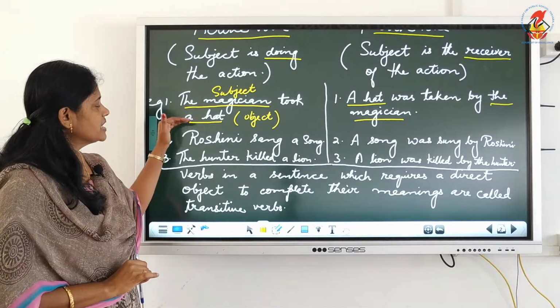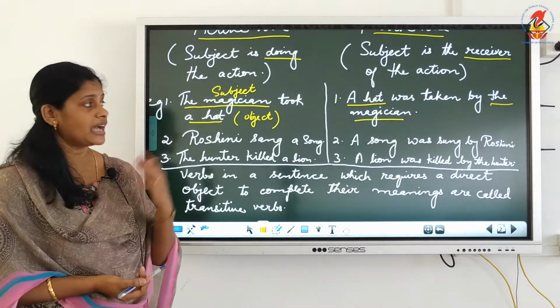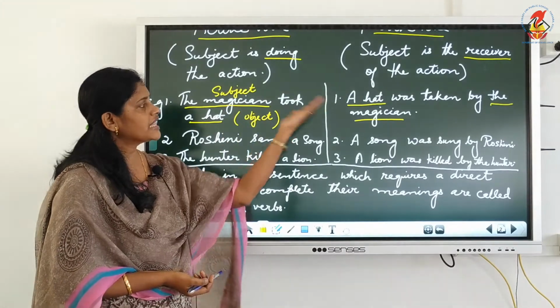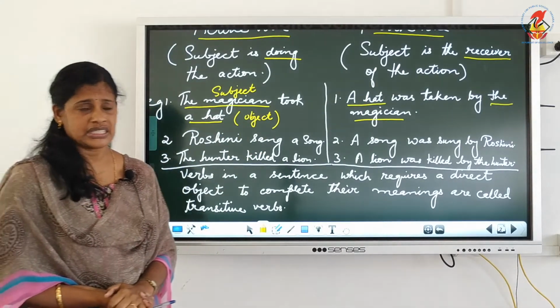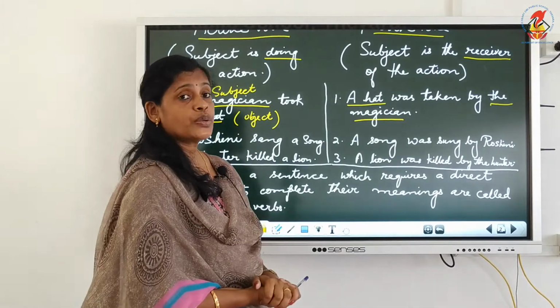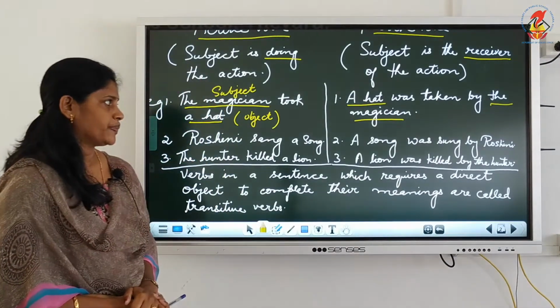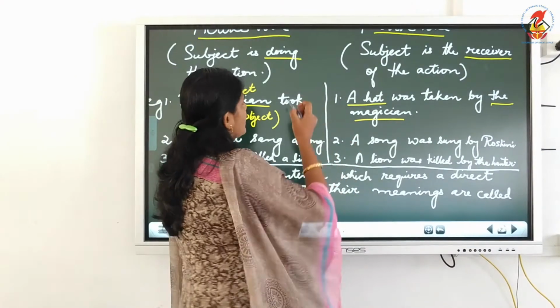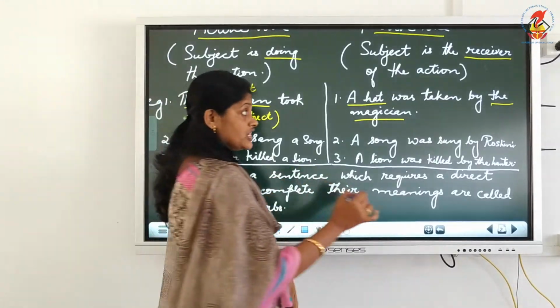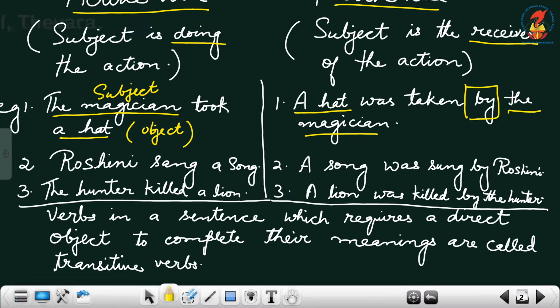And we start the sentence with the object. A hat was an object here. There we have taken it as the beginning of the sentence. A hat was taken by whom? By the magician. Now remember children, when you convert from active to passive, we generally use the word by. Not always, but we mostly use the word by.